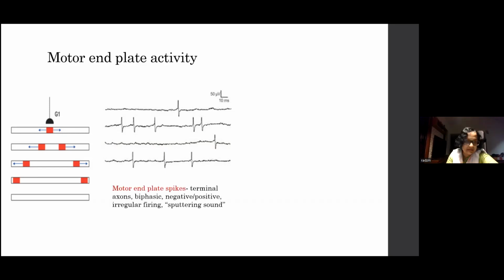So these are motor end plate spikes. They come from terminal axons. They are biphasic because you can see the upward negative first and then downward positive. So it's biphasic. They're negative up, positive next, and they give you a sort of sputtering sound, which we'll hear in a second.